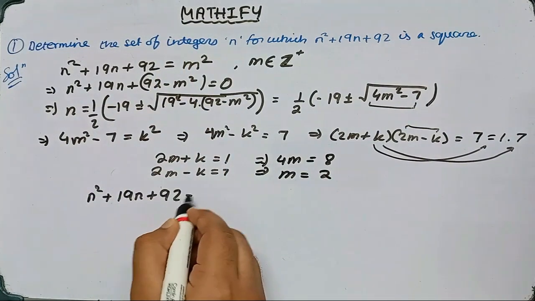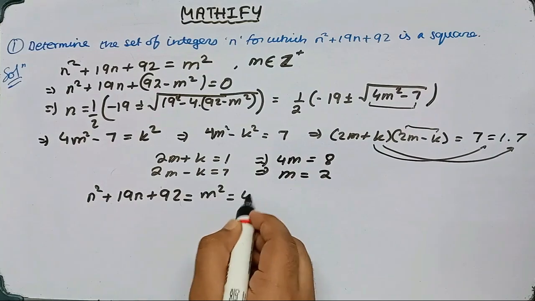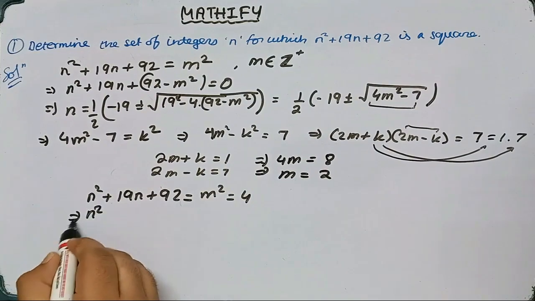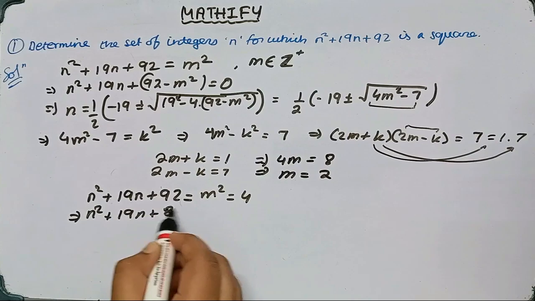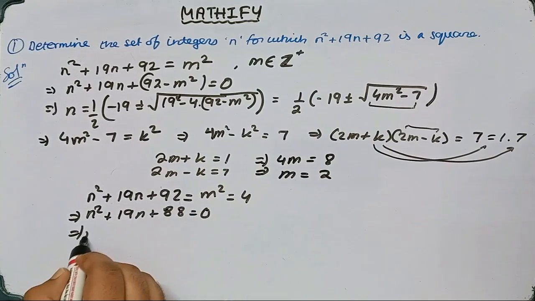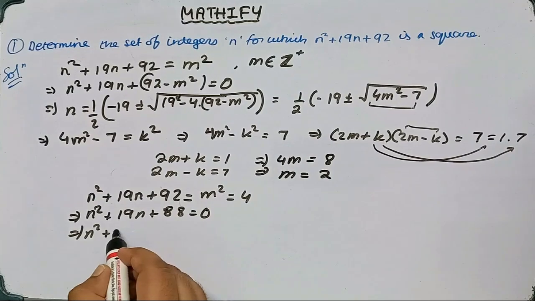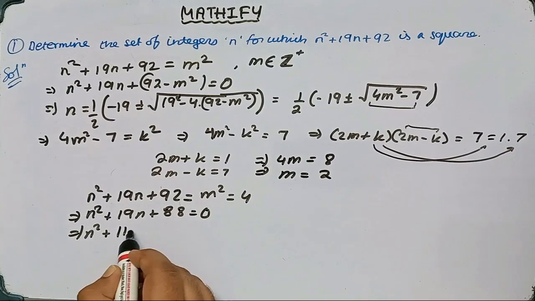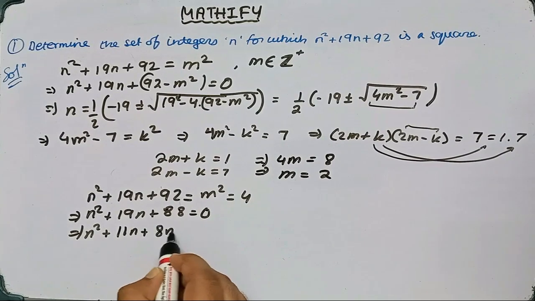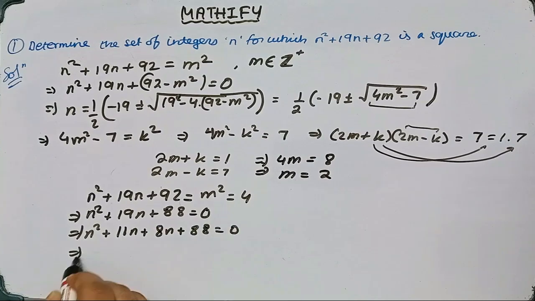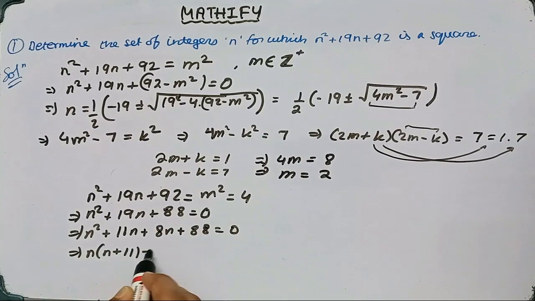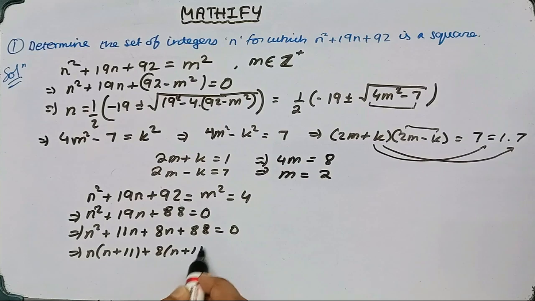So if m is equal to 2, now you can just put m here in the first line. 92 minus m square, which is equal to 4. Now you can say n square plus 19n plus 88 is equal to 0. And then it is just factorization by breaking the middle term. And you can say n square plus 11n plus 8n plus 88 equal to 0, and n into n plus 11 plus 8 into n plus 11 is equal to 0. So n can be equal to minus 8 or minus 11.